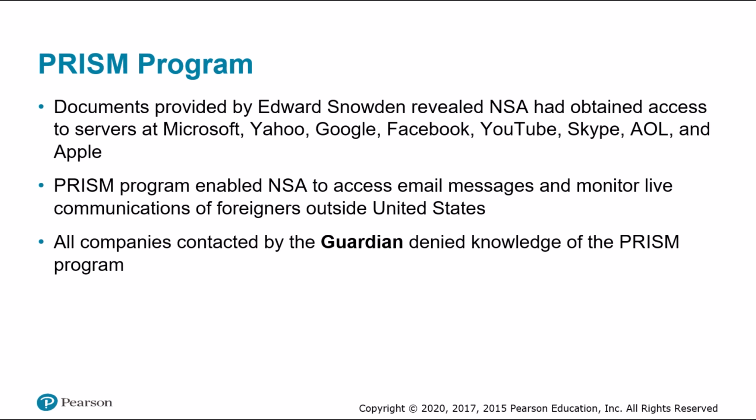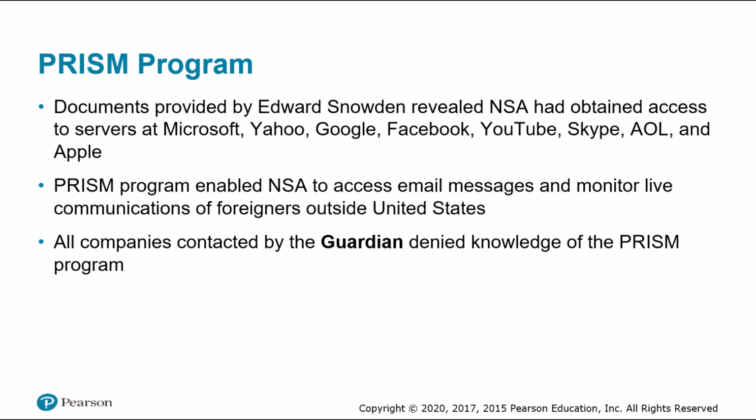According to the secret document, the NSA gained access to the servers of Microsoft in 2007, Yahoo in 2008, Google and Facebook in 2009, YouTube in 2010, Skype and AOL in 2011, and Apple in 2012. All the companies that responded to a request for information by The Guardian denied any knowledge of the PRISM program.